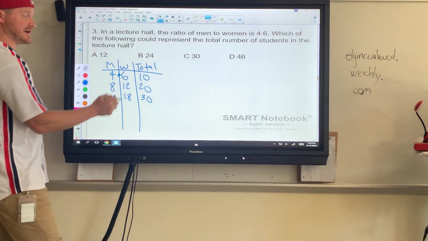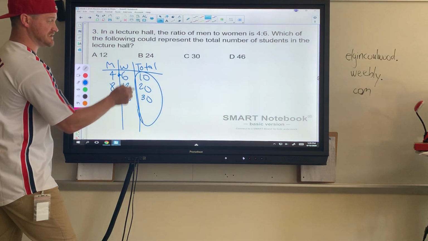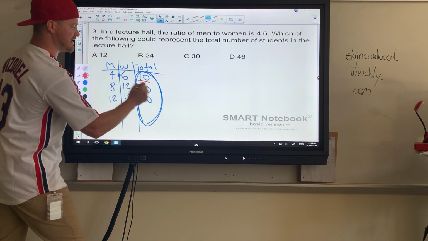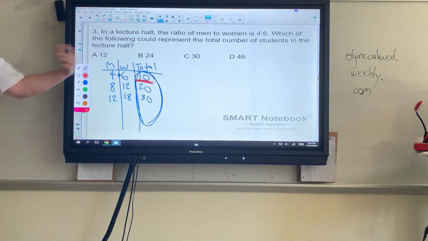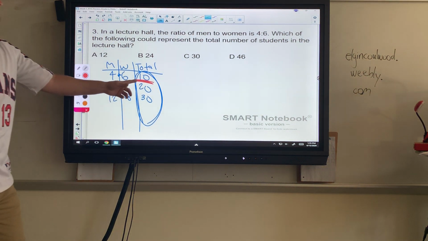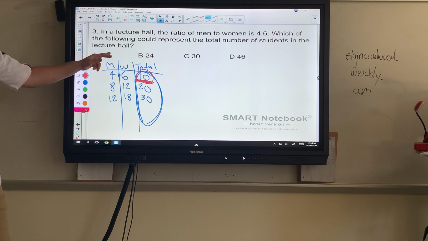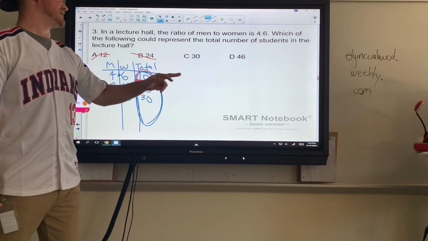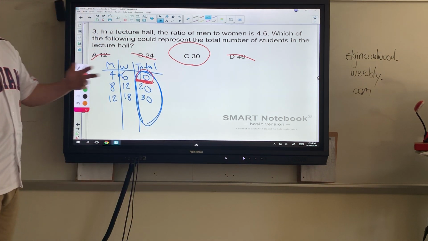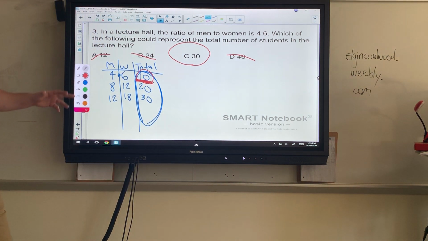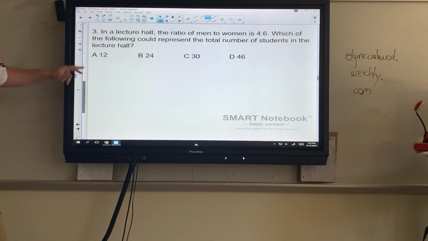And if you remember, since it's asking for the total, we got to look at this column. Basically counting by this number, so 10, 20, 30, 40, 50, 60, whichever one of these is a multiple of 10 is going to be our answer. We know that 10 does not go into 12 evenly, 24, it does go into 30, does not go into 46. So in this problem, the answer would be C, 30.